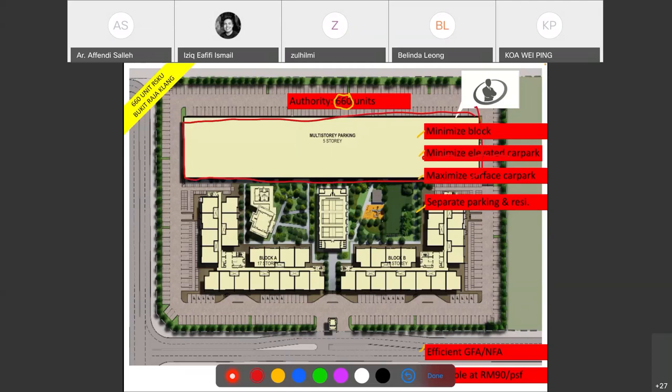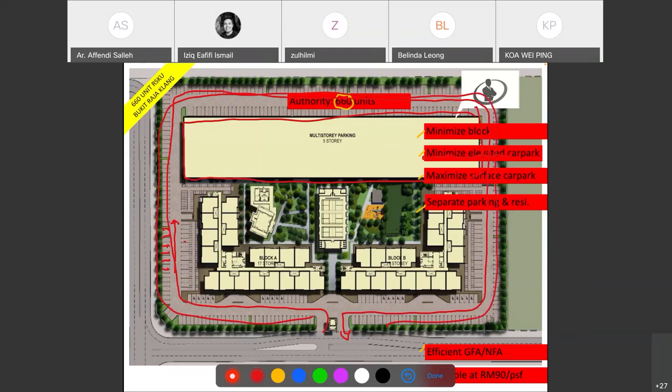Surface car park is practically cheap. You do a double loaded bay driveway, which is practically cheap. So in this manner, this is the perimeter road. And the strategy is a no-brainer: put all the car parks at the perimeter, right? And the remaining car park, put it on the multi-story parking. That's the only strategy.